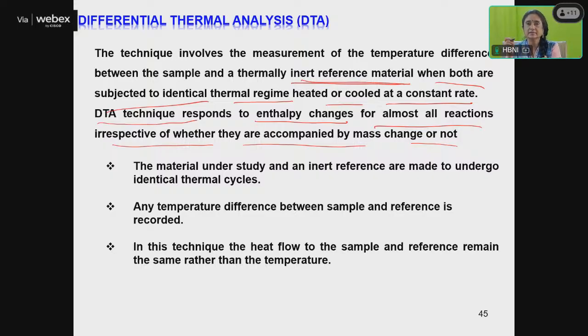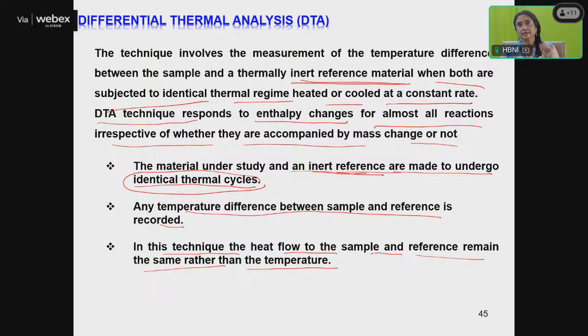So that is differential thermal analysis. The material under study and the inert reference material are made to undergo identical thermal cycles. So both the sample and the inert reference material are provided with the same thermal cycle. Any temperature difference between sample and reference is recorded. In this technique, the heat flow to the sample and reference remain the same rather than the temperature.